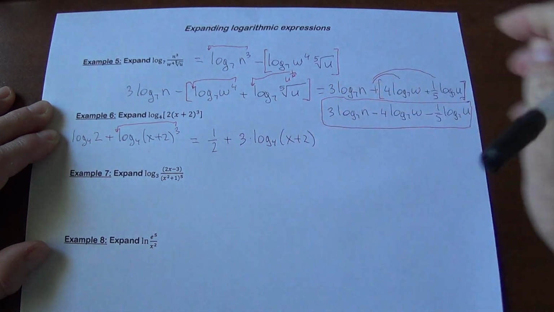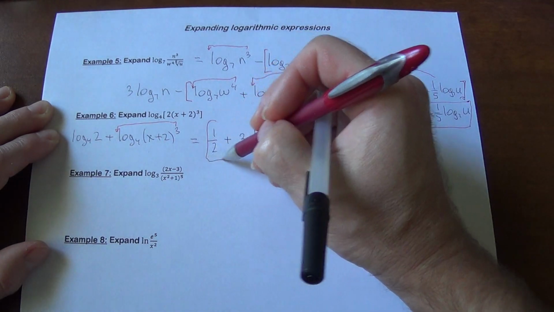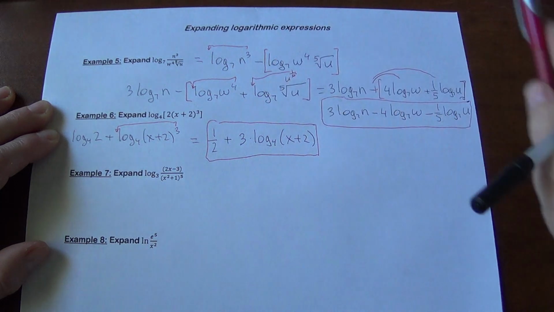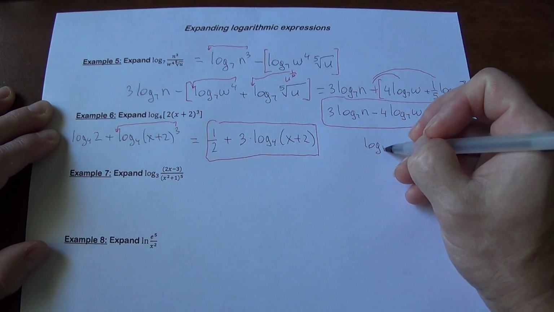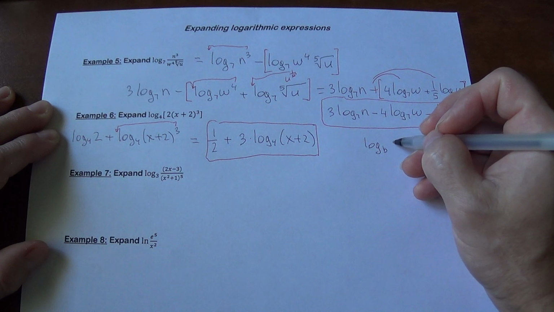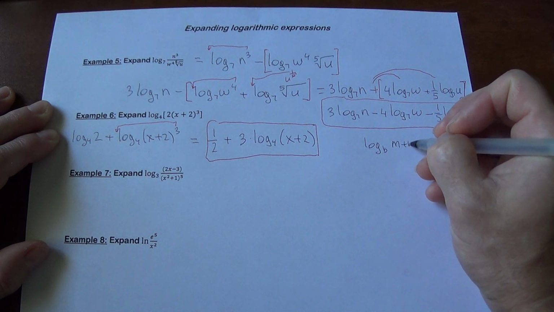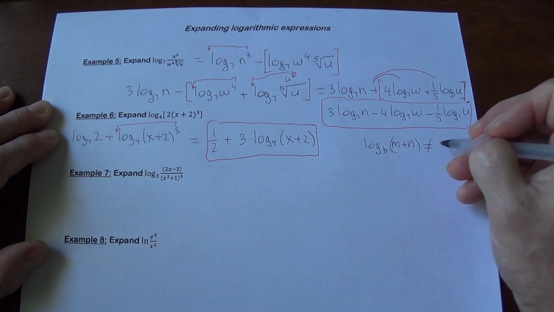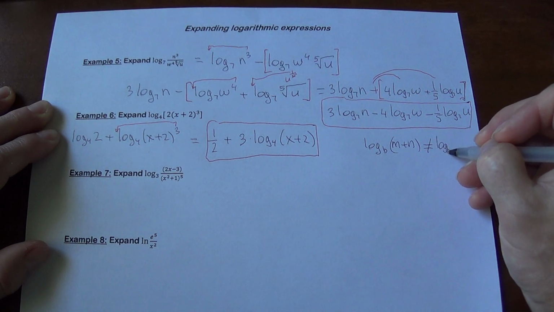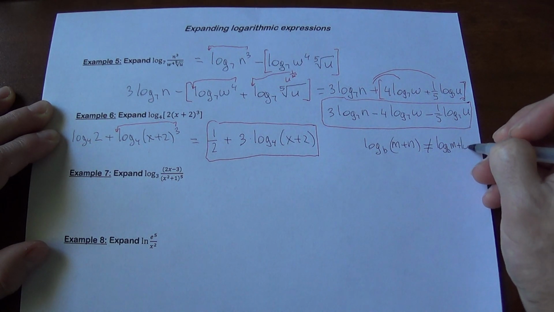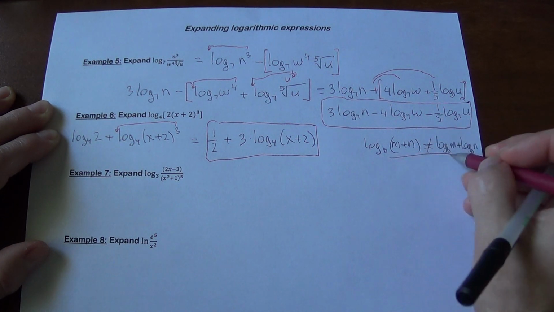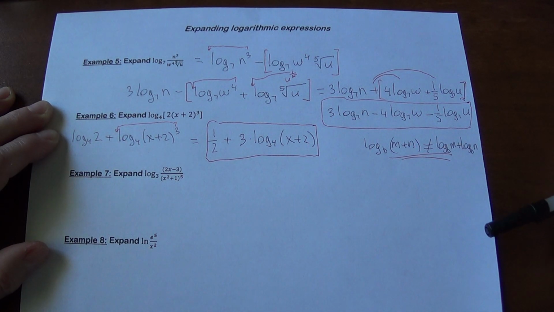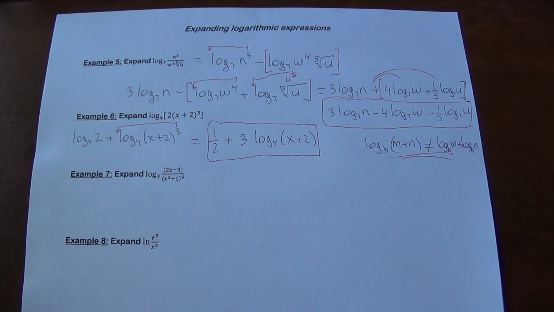Here's a very important thing. This is actually the answer. And I want to make this side note here that log base b of (m plus n) does not equal log base b of m plus log base b of n. There is no distributive property. It's very important. So if it has a sum, it's going to stay like that. That x plus 2 is going to stay like that.